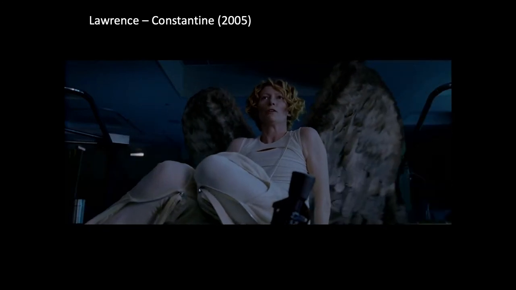This example from the movie Constantine was pointed out to me by Paul Rudy, who analyzed it as a typical attack, decay, sustain, release form that is quite commonly used in music. However, I was interested in the idea of hierarchy.